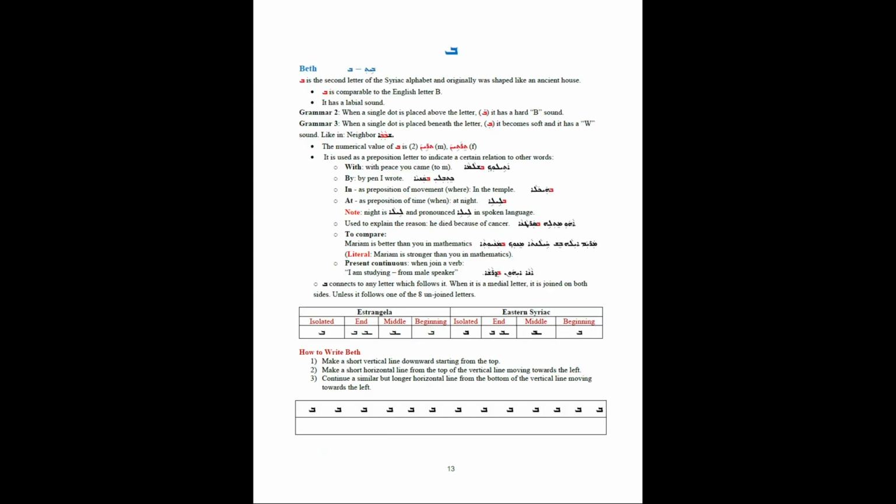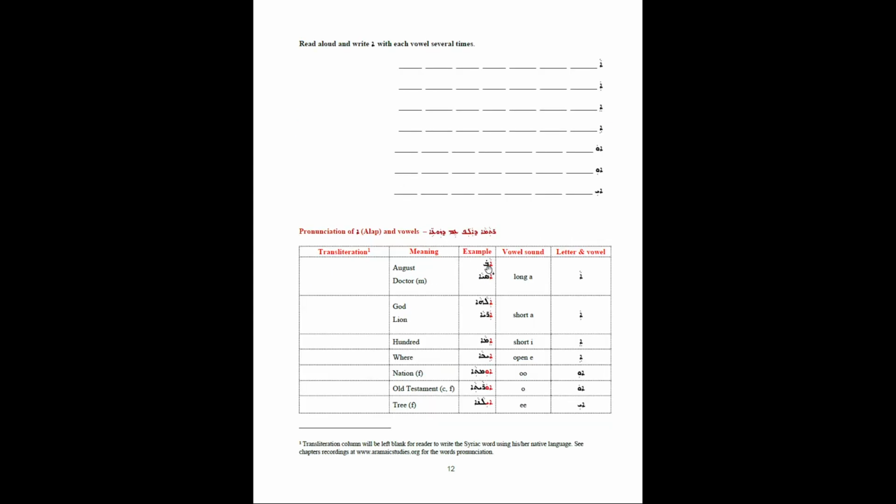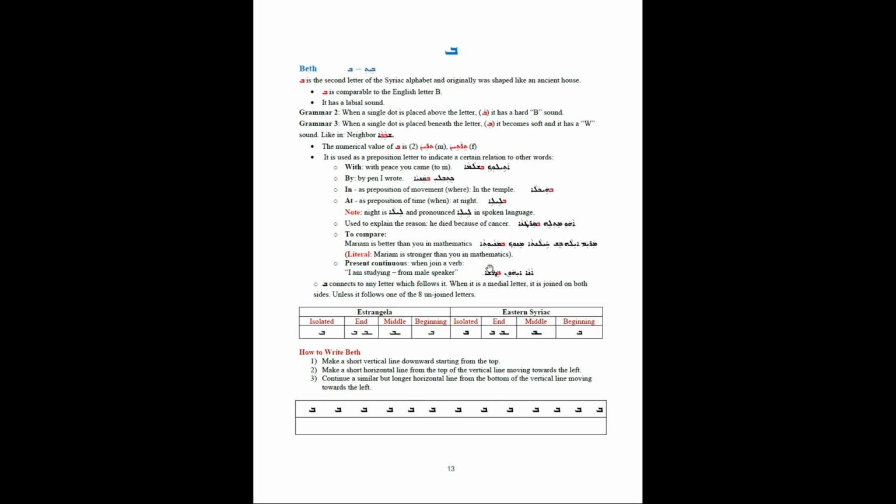Moving on to the second letter in the first group, Beth. Beth is a B in English. Okay, and I have two grammars here that apply on the Beth. Grammar number 2, it says when a single dot is placed above the letter Beth, it has a hard B sound. Like in the previous example, ab. You see, ab. August, ab. So that is the sound of B when I have a single dot above.